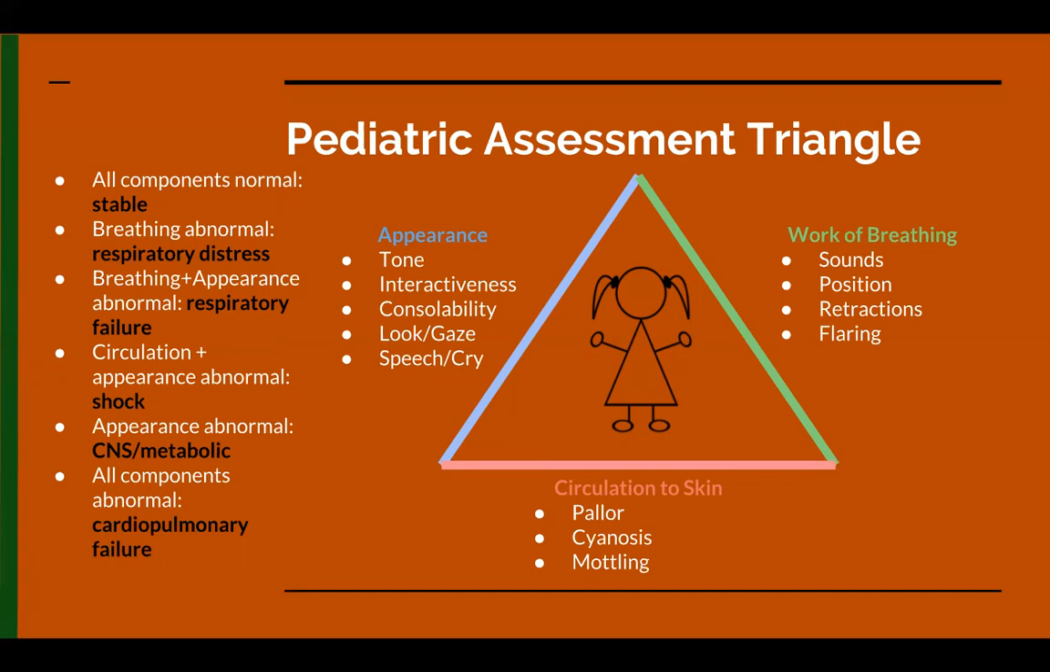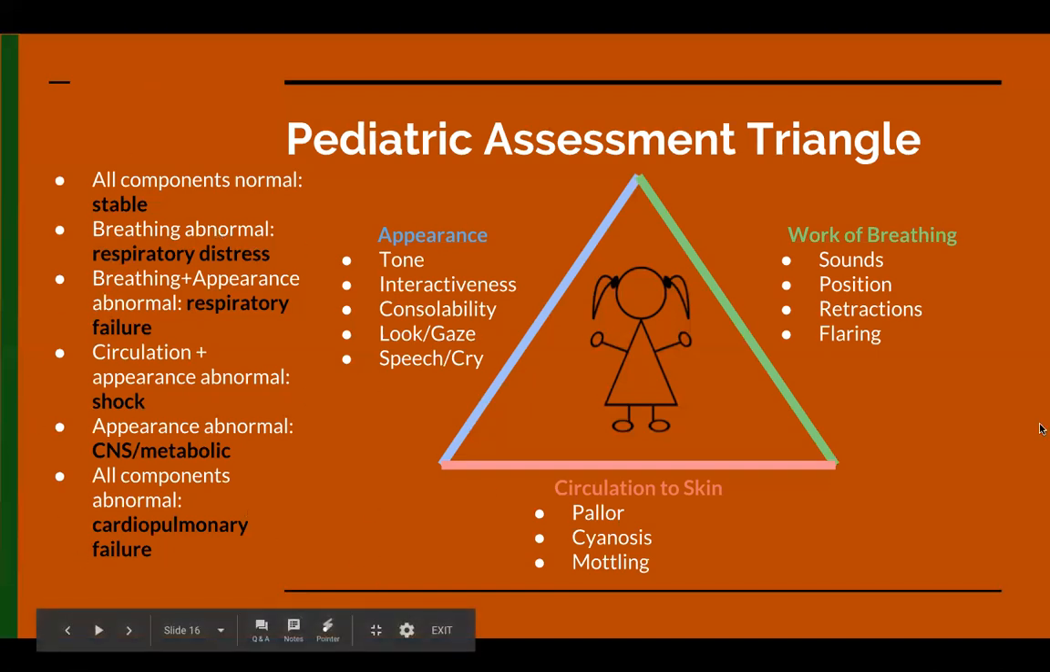There's the breathing part. So you're listening to breath sounds, positions, if they have nasal flaring, things like that. And then circulation, so cyanosis, if they're really pale, clammy, anything like that. And then appearance of tone. Are they crying? Are they not crying? Are they gazing off into the distance, or are they interacting with you? So those are the things you need to be looking for. And if any of those are abnormal, then if you look over here, you can see what those indicate for a pediatric patient. So it's different than an adult. This is only going to be used for pediatrics.